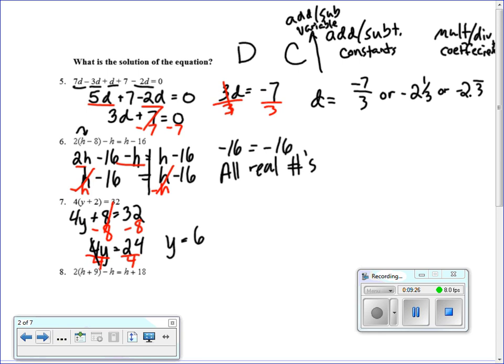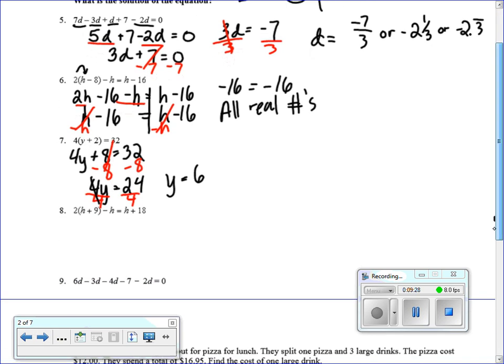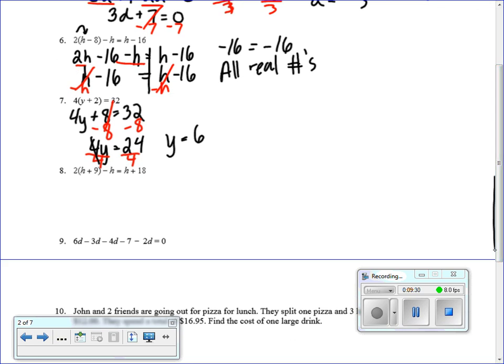Looking at 8, we do have the distributive property happening on 8. So since we have the distributive property happening there, we need to take care of that. Okay, 2 times h gives you 2h. 2 times 9 gives you 18. Minus h equals h plus 18.